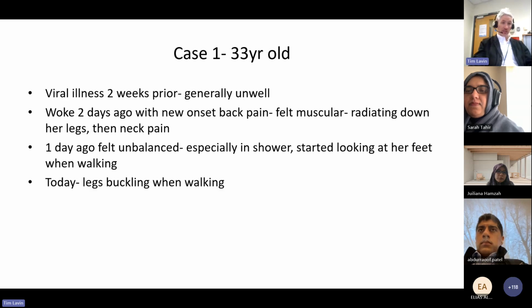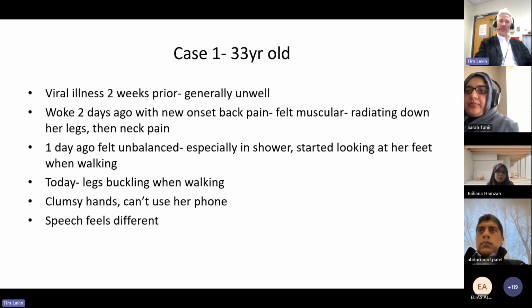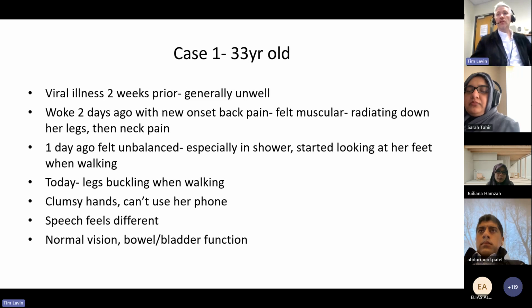And then when they're admitted, they begin to notice their legs are buckling when they're walking. So it's buckling beneath them when they try and stand. Clumsy hands, struggling to use a phone. And the speech sounds a little bit different to the patient. But they do not have any problems with their vision, and they've not got any problems with their bowel and bladder function.